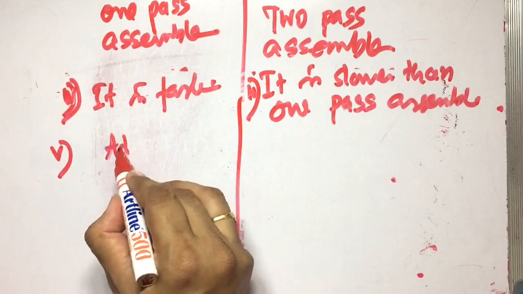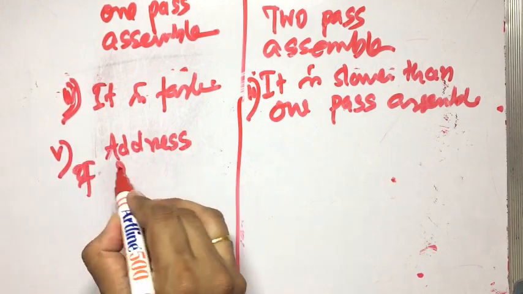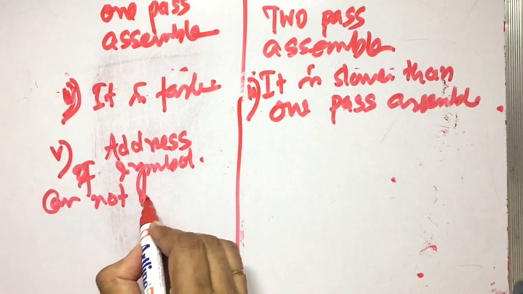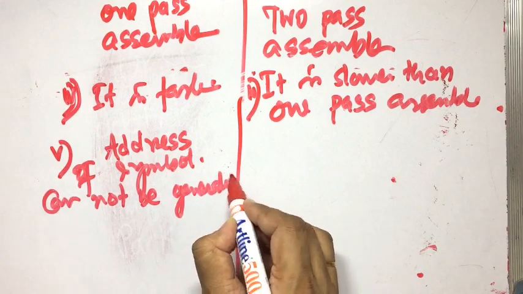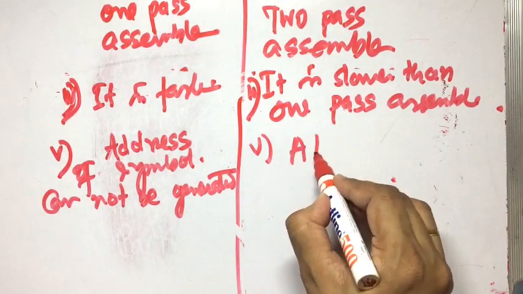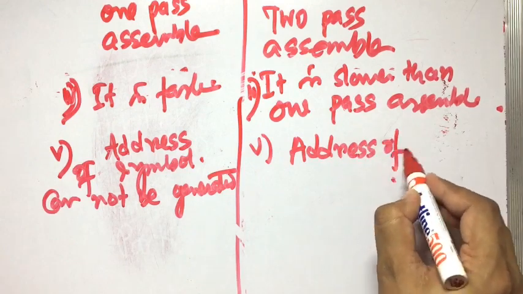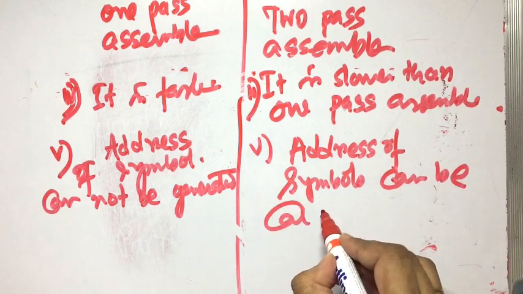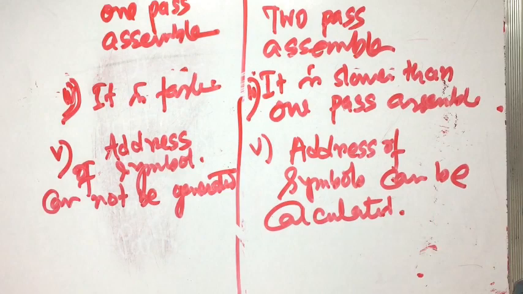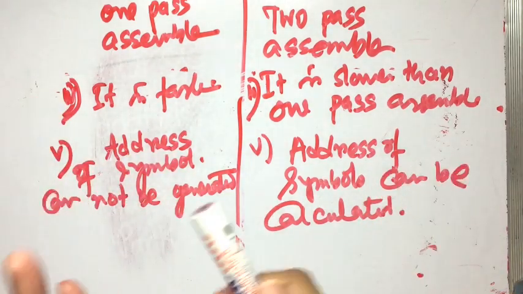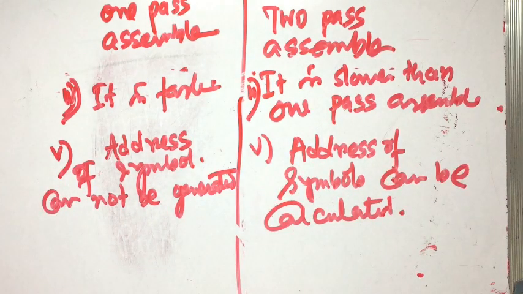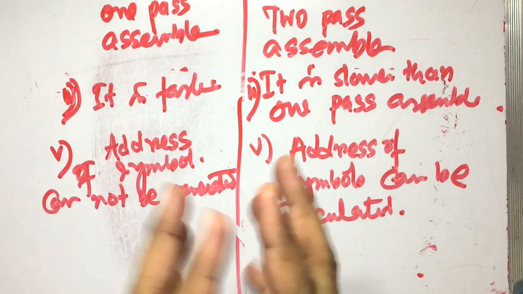Next, the address of symbols. In a one pass assembler, the address of symbols cannot be generated or calculated. In a two pass assembler, we can easily generate and calculate the address of symbols. So these are the basic differences.